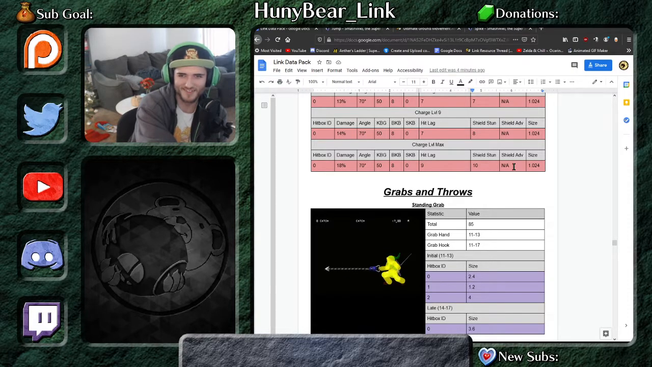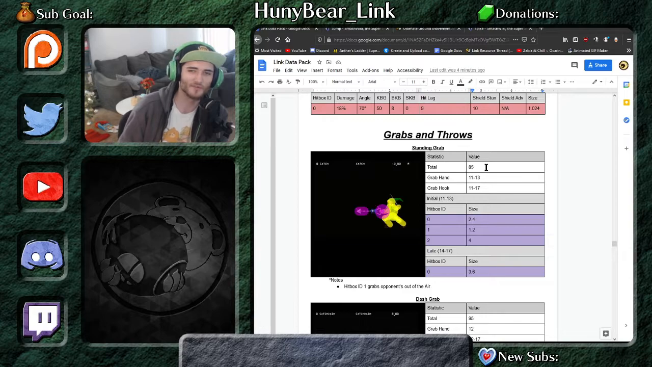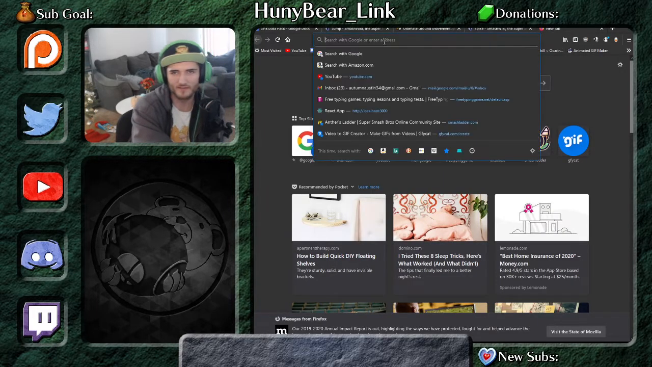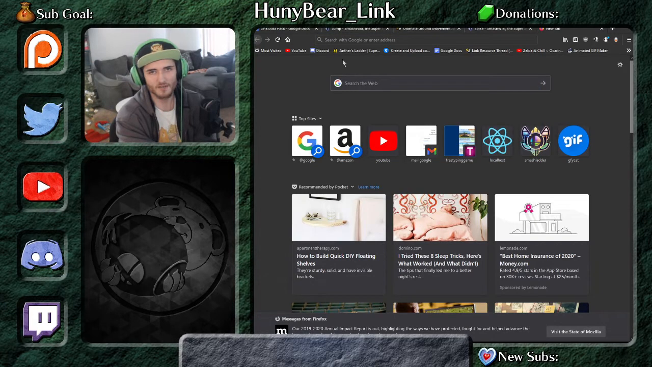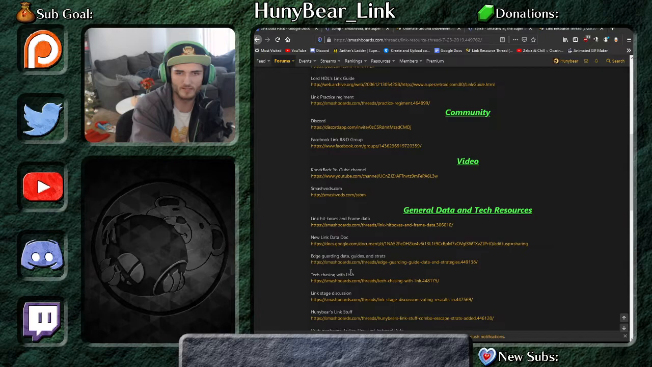Grabs and throws. Alright, Link's grab. This is his standing grab. It's going to take a total of 85 frames. Hand grab box is frame 11 through 13. And here, I'll pull up an image of that. I believe it's in Honeybear's Link stuff.